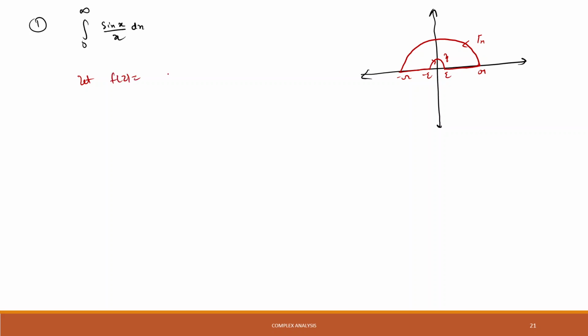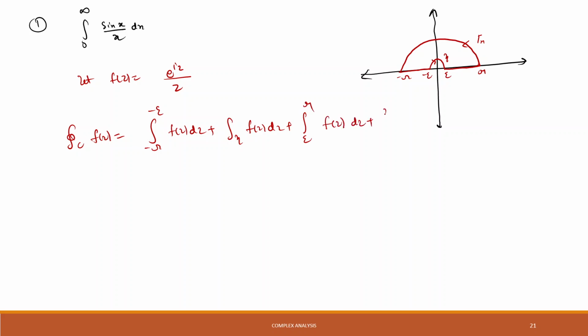F of z is e to the power iota z upon z. So we will just calculate the contour integral over this f of z, and we can write it as the integral from minus R to minus epsilon of f of z dz, plus the integral over this small gamma of f of z dz. Then we will move to the integral from epsilon to R of f of z dz. Then this last part is the integral over this capital Gamma R of f of z dz. So these parts are required. We have to calculate the integral of this part, and we will use this for our final answer.